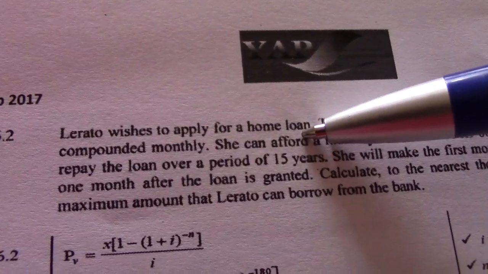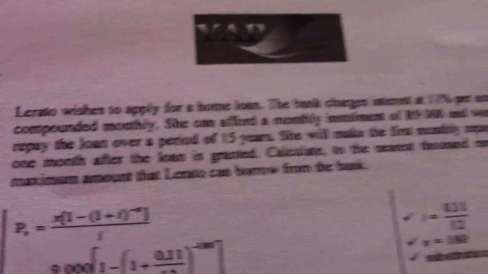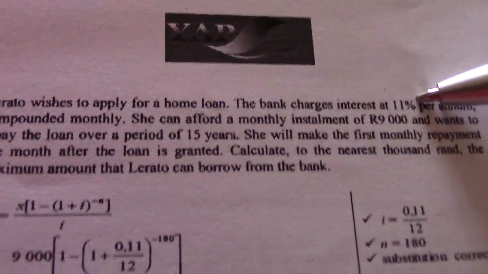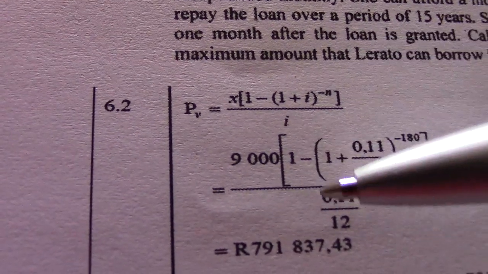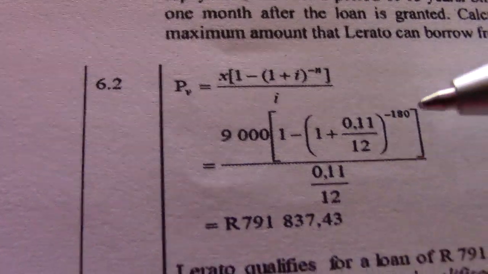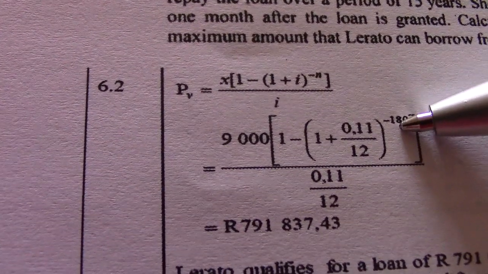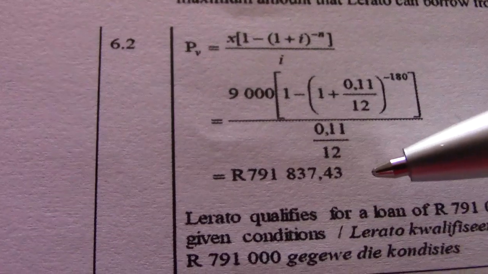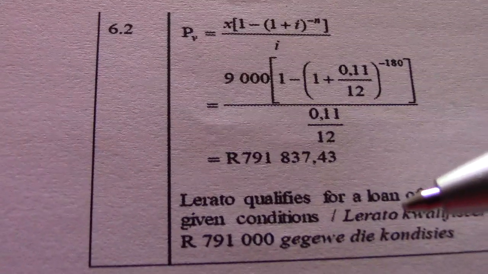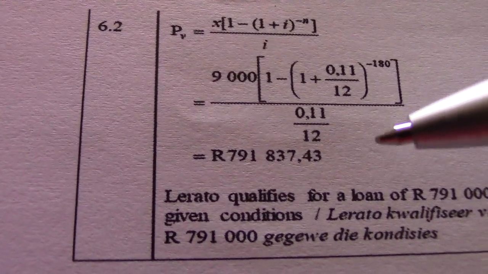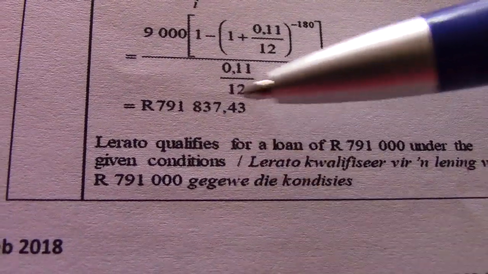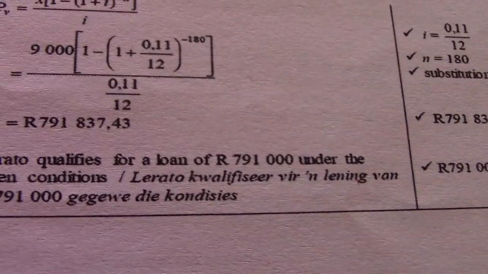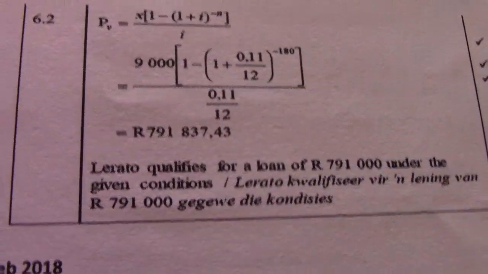Right, so number 1, home loan. When you see that word, we're dealing with present value annuity. Interest 0,11 divided by 12, X 9,000, right? So, substitute in 9,000, 1 plus 0,11 over 12, to the power 15 times 12 gives me negative 180, divided by 0,11 divided by 12, which gives me 791,837 rand 43. Right, so to the nearest 1,000, take note I can't increase it, so Larato qualifies for a loan of 791,000 under the given conditions.